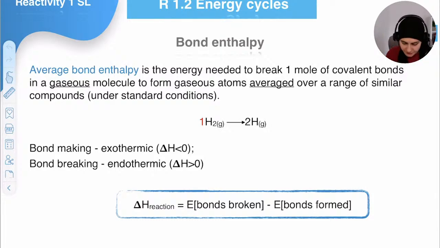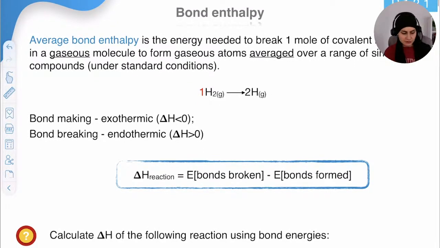Okay, so we start with bond enthalpy, SL. Obviously, if you're HL, you also need this. So definitions. I normally don't pay much attention to definitions because I say, okay, you just have to memorize it before the exam. But for this one, I would like to pay attention.